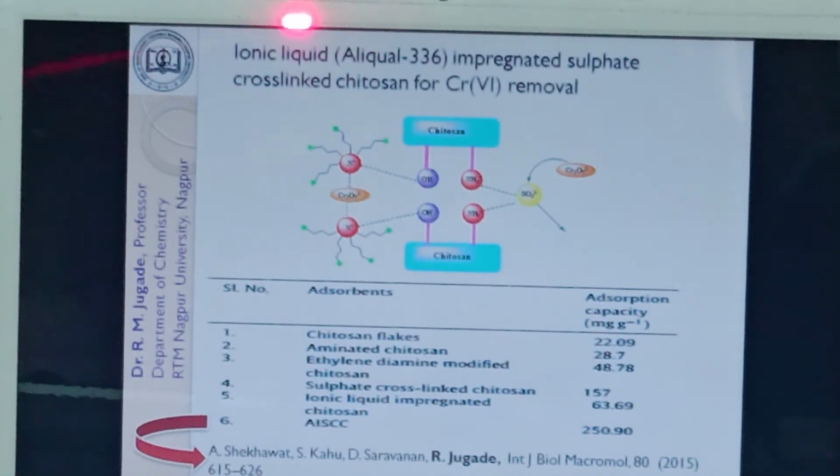What we have done is we have impregnated an ionic liquid, Aliquat 336, on sulfate cross-linked chitosan. So we have cross-linked chitosan, and along with that, we have impregnated it with this particular ionic liquid, which is a quaternary ammonium type of ionic liquid. And we have seen that the chitosan flakes have very low adsorption capacity towards chromium(VI), whereas when we go to the impregnated as well as cross-linked material, that is a synergistic type of material, it gives a very high adsorption capacity of about 250 milligrams per gram of chromium ion.